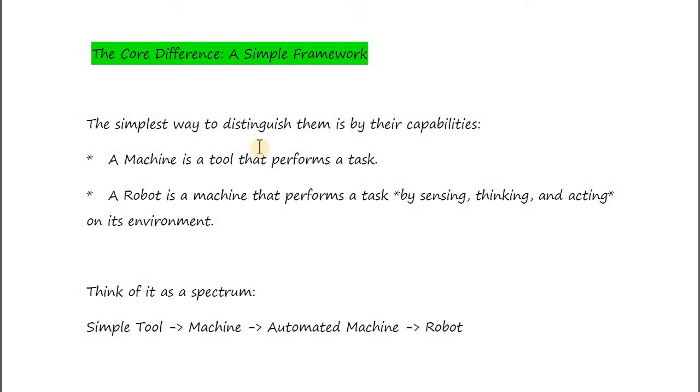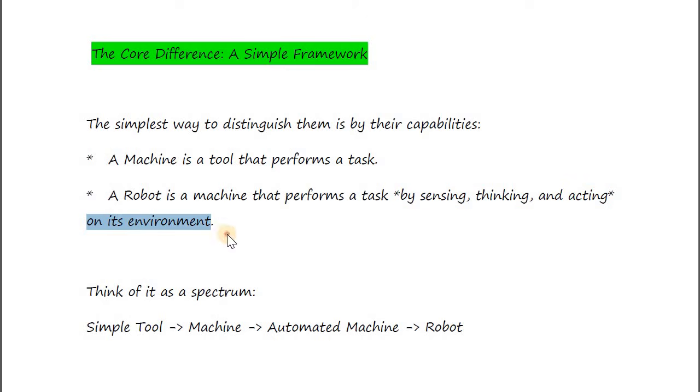Okay, that is, what's a machine? It's basically a tool which performs a task. That's it. Now what about robot? Does it not perform a task? Of course it also performs a task, but the difference is that the robot is basically a machine which again performs a task, but there is something additional. And what's that? It performs the task by sensing, thinking and acting on its environment.